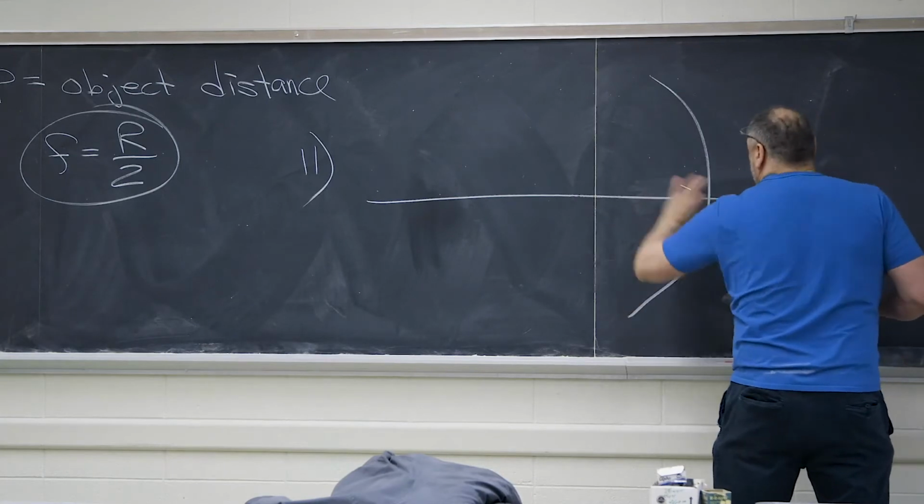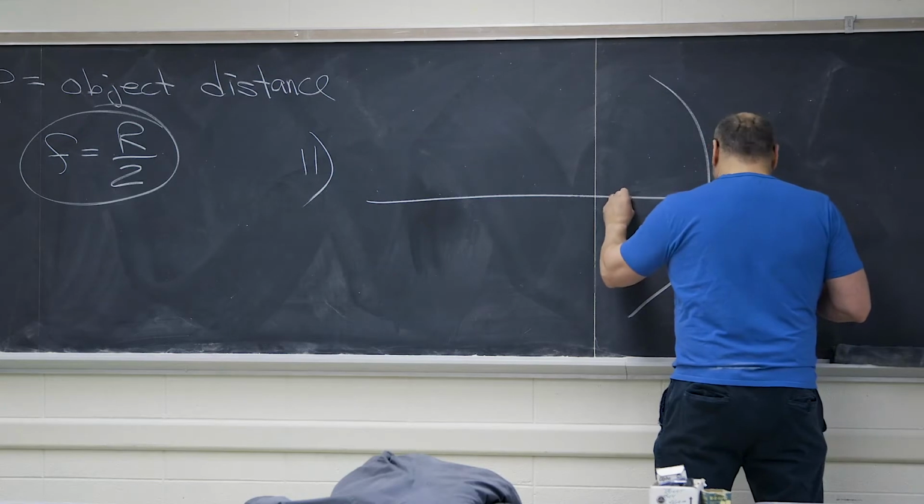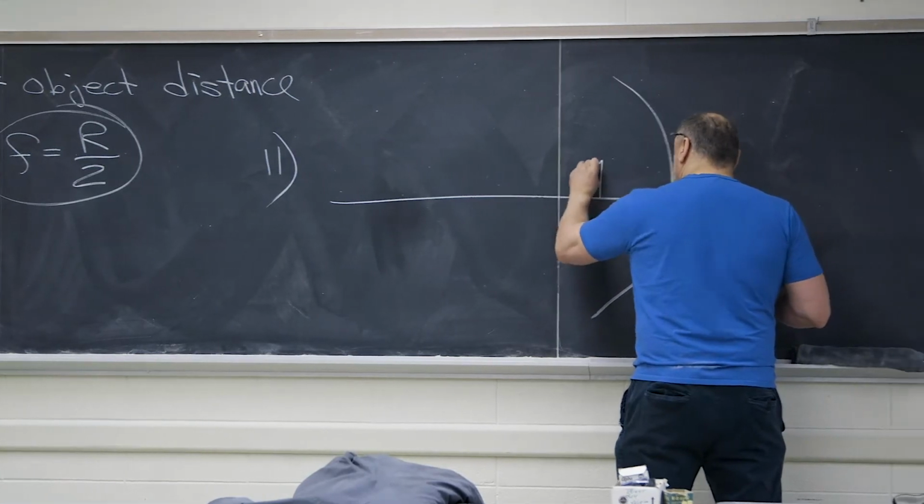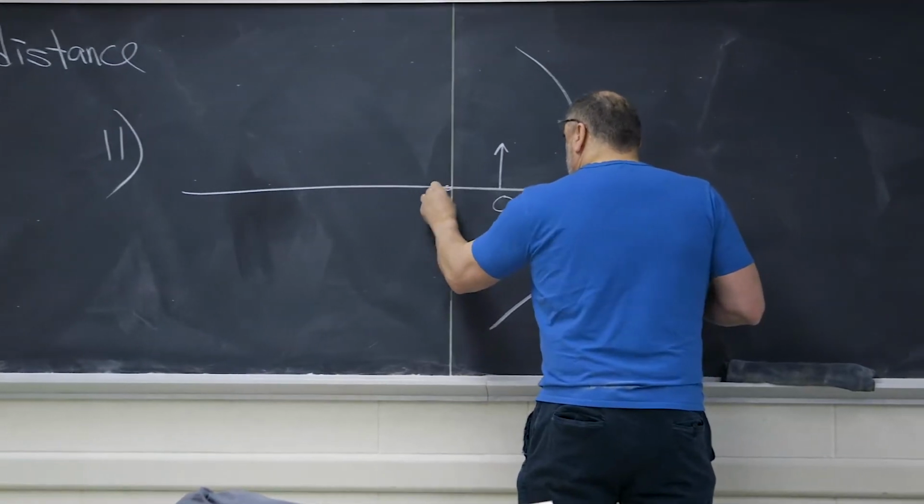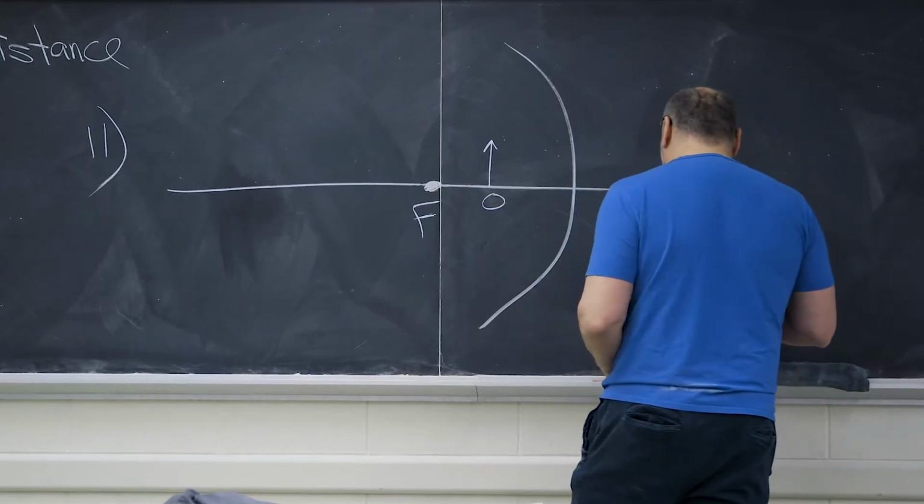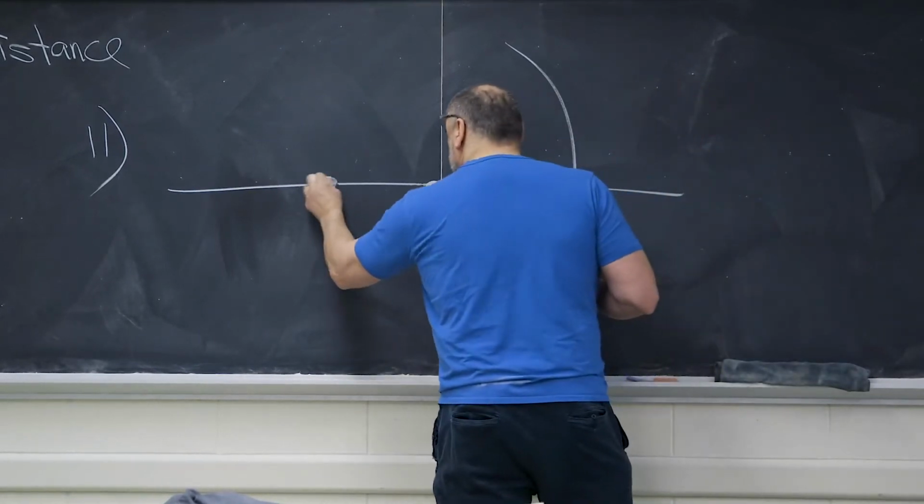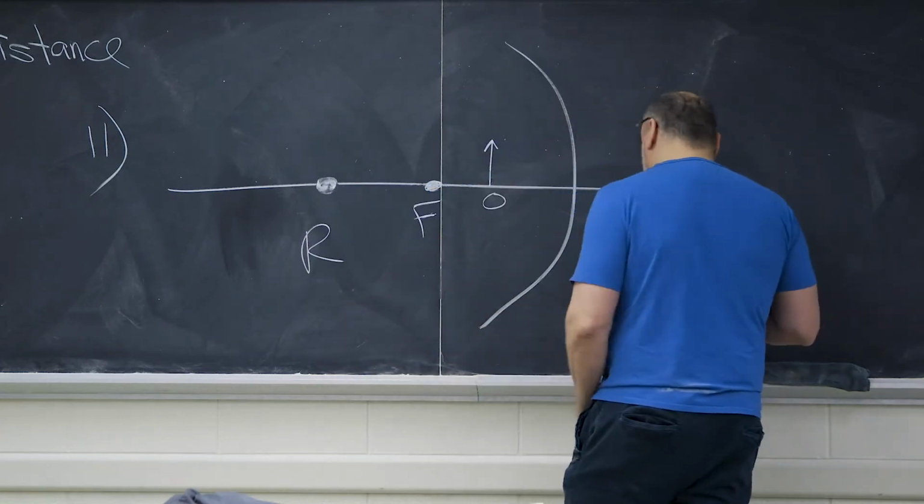Here's a concave mirror, so you're looking that way. The object is right here. We'll call it O for object. The focal length is going to be right here. We don't necessarily know what that is. The radius of curvature is out here. These are all distances here.